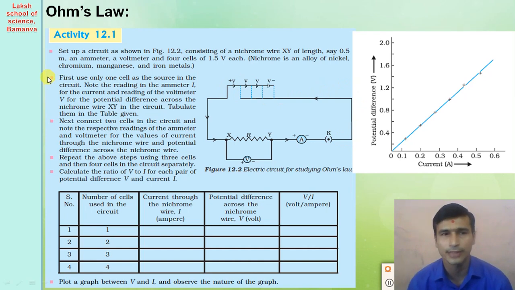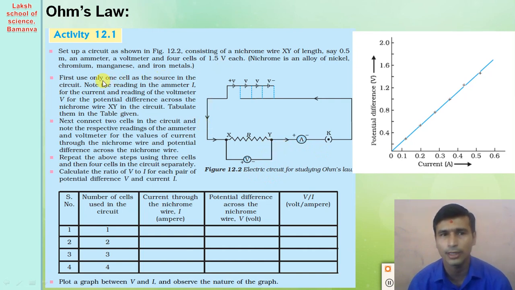So first, set up the circuit as shown in the figure, right? ऐसे हम एक सर्किट सेटअप कर देंगे, राइट? सर्किट में क्या क्या है, तो एक निक्रोम वायर है, राइट? One nichrome wire having a length of 0.5 meter, an ammeter that is used to measure the electric current, right? A voltmeter that is used to measure the potential difference across the conductor, right?